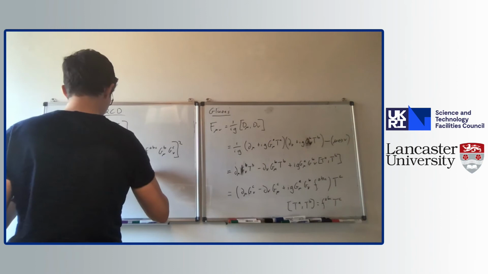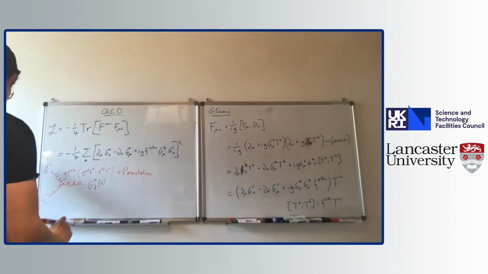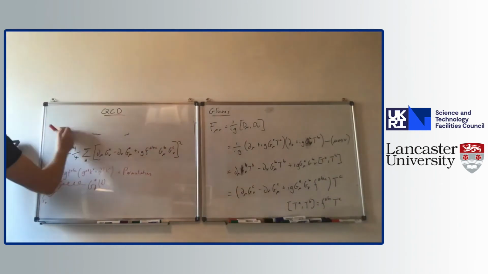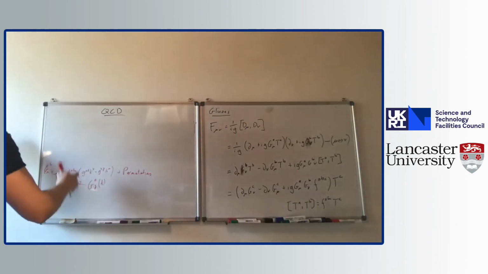permutations. That's come from the cross term here and here. And similarly, from this thing squared, we'll get interactions that look like this.